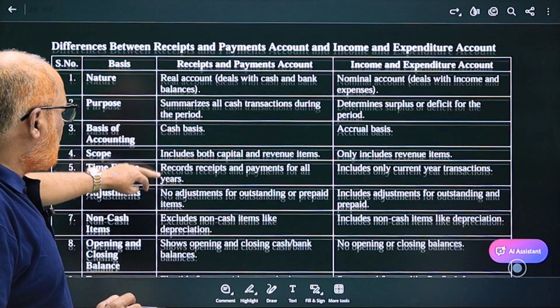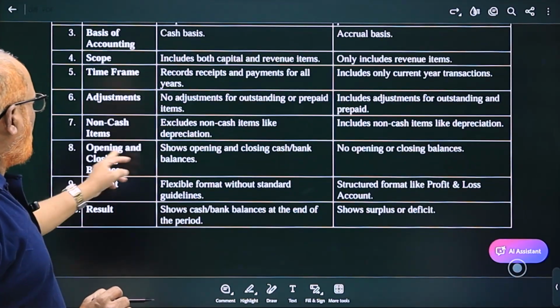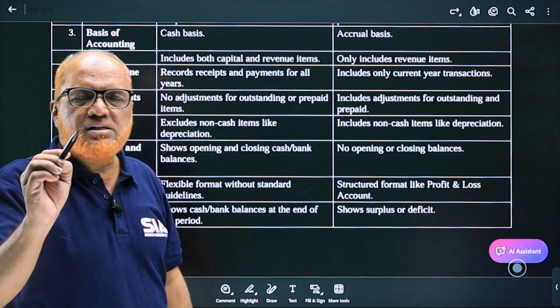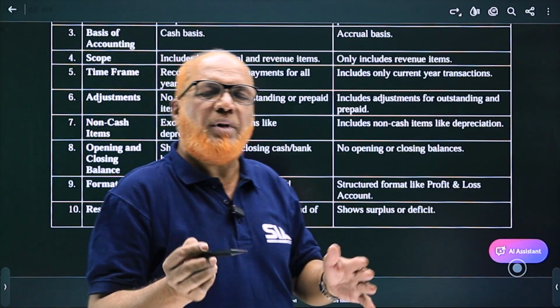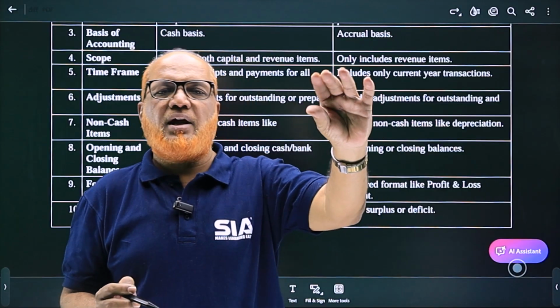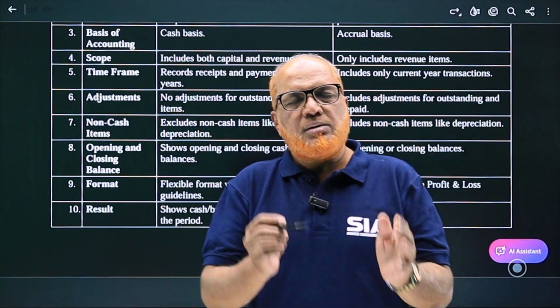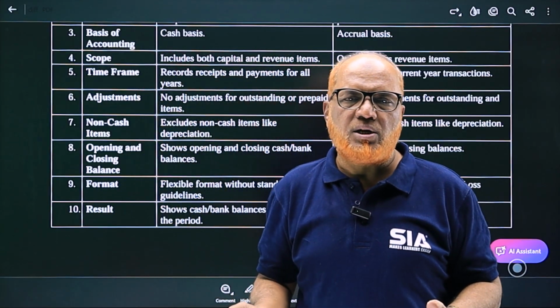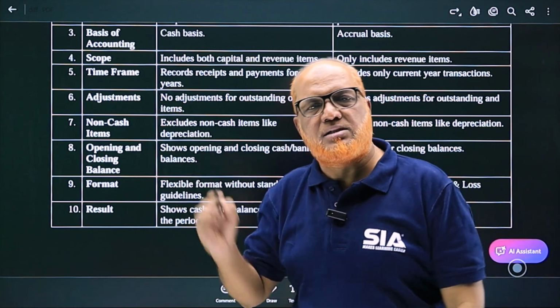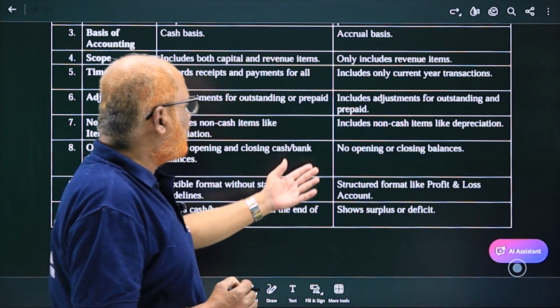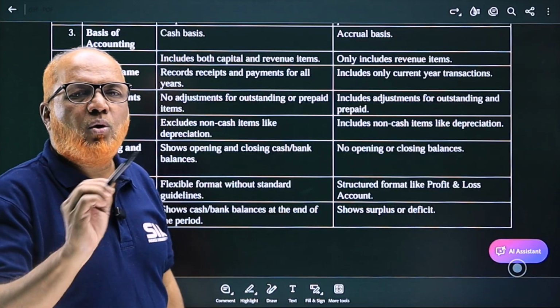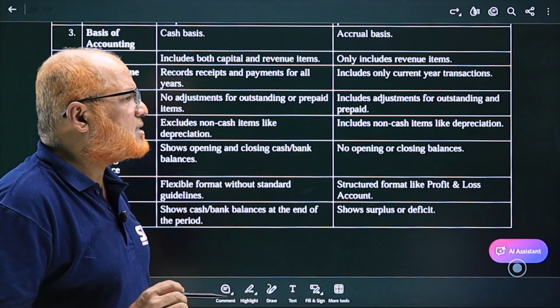Then opening and closing balance. In receipts and payments account, opening and closing balance will be there. Opening cash in hand, opening cash at bank. Similarly, closing cash in hand, closing cash at bank. Both will be there in receipts and payments account. But in case of income and expenditure account, no opening balance. Only closing balance is there.